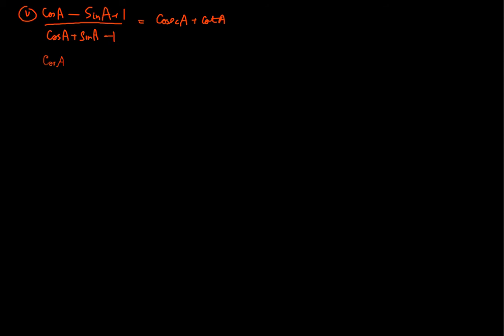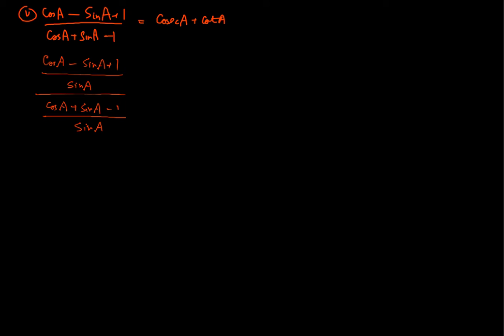Cos A minus sin A plus 1, this whole thing divided by sin A, over cos A plus sin A minus 1, and this whole thing divided by sin A. So I have divided the numerator and the denominator by sin A to convert everything in terms of cosec and cot.